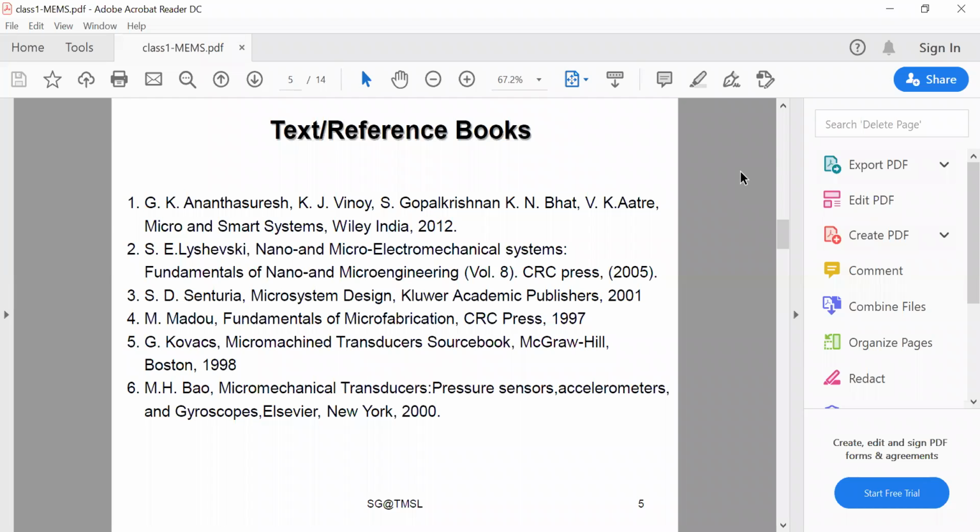Now, relating to MEMS and the fabrication of MEMS devices, whatever is in your syllabus related to this subject, I can clear your doubts. Do you have any doubts regarding today's topic?